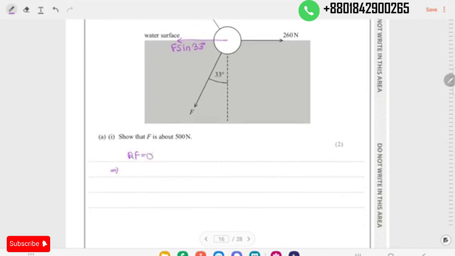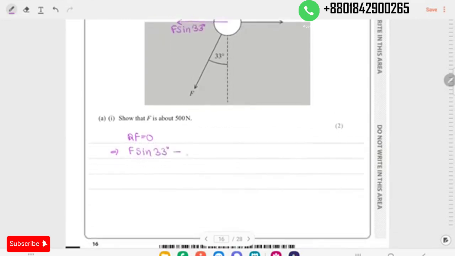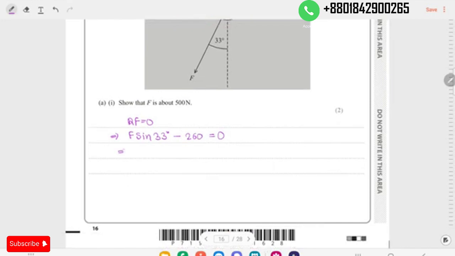So we can write that resultant force equals 0. For resultant force, what do you do? You subtract the values because they are in the opposite direction. If they were in the same direction, then you would have simply added them together. But they are in the opposite direction, so you subtract them. So you have F sine 33 degrees minus 260 equals nothing on the right hand side. So F would be basically 260 over sine 33 degrees.